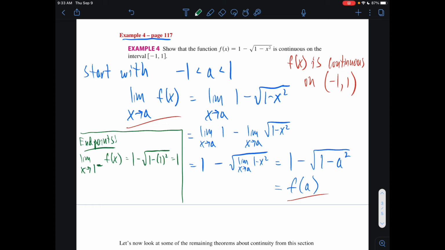And then in a similar fashion, the limit as x approaches negative 1, but from the right of f of x, would be the exact same result. 1 minus the square root of 1 minus 1 squared. Oh, sorry, that should be a negative 1 squared. And that would again just equal 1. And this value of 1 that we see here, that is really just the function at the respective endpoints.